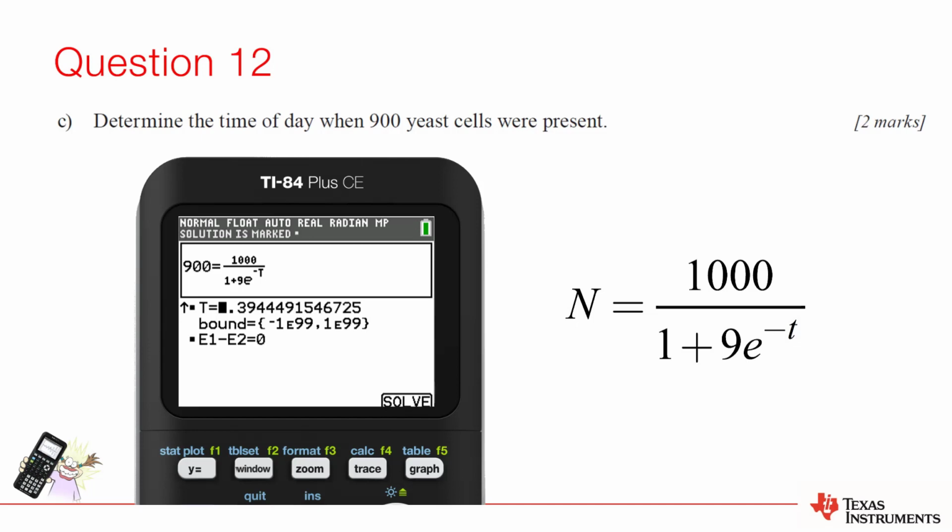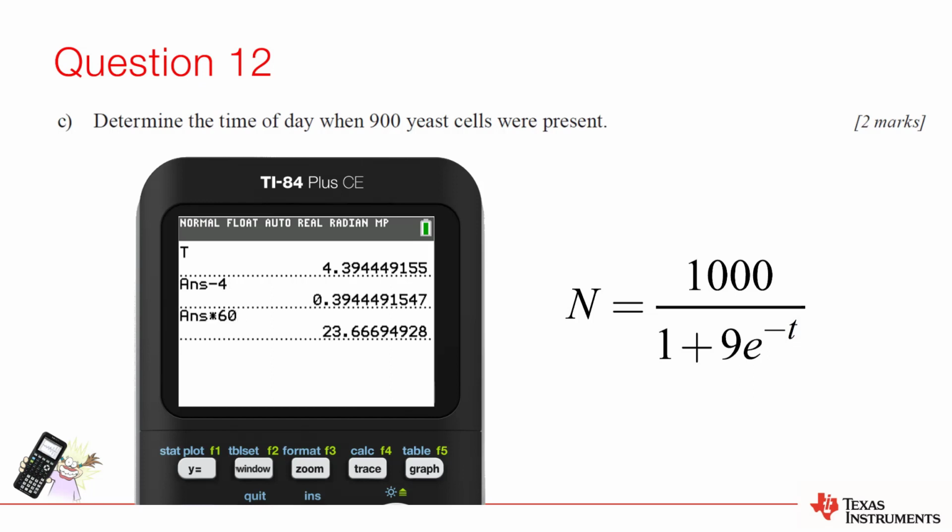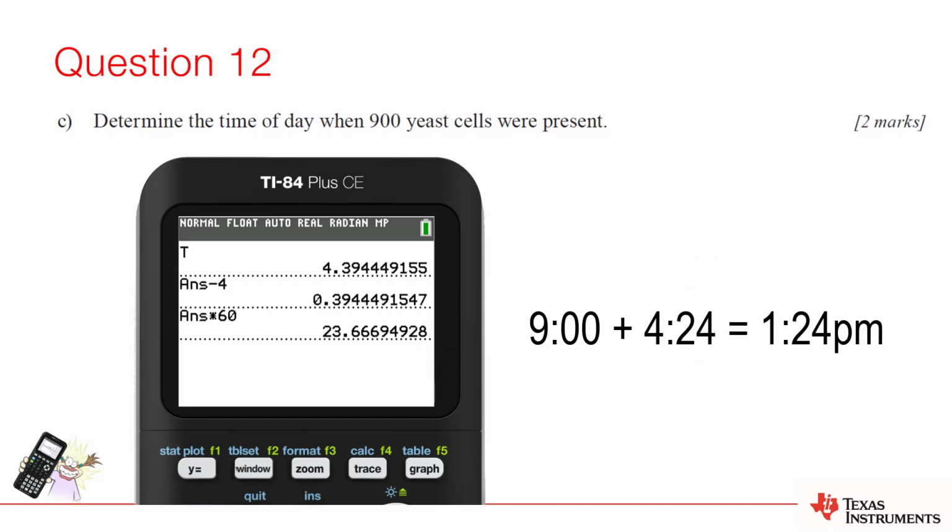We can see that t is approximately 4.394. But this question is worth 2 marks, so we should suspect that more calculations might be involved. So let's go back and reread the question. We're asked to find the time and recall that the experiment commenced at 9 AM. So we need to add the 4.3 hours to 9 AM.